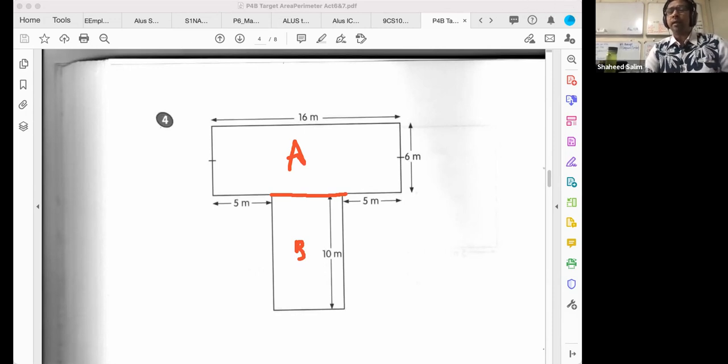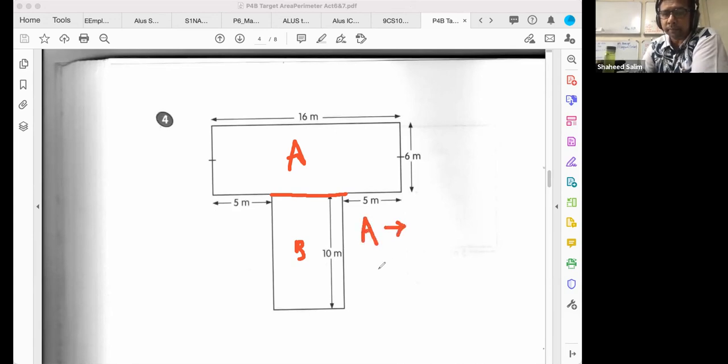You must cut into rectangles, Amara. See, I cut one rectangle, there's another rectangle. Why do we cut into rectangles? Because to find the area, we take length times breadth. If you cut another way, so that it is not a rectangle, we cannot find it. So find the area of A, find the area of B, and then find the total.